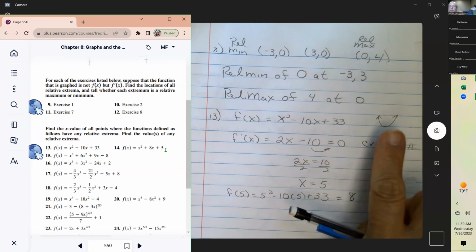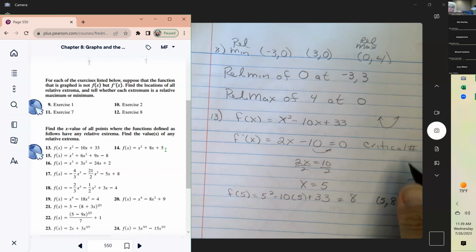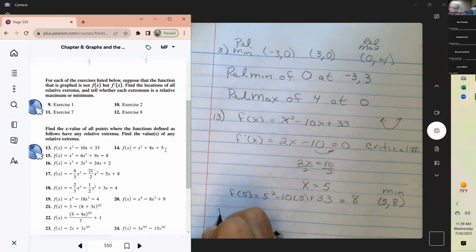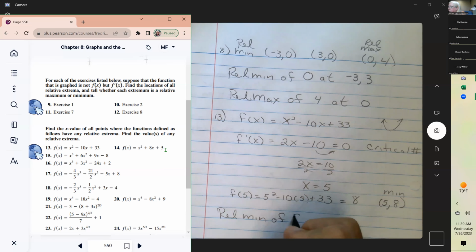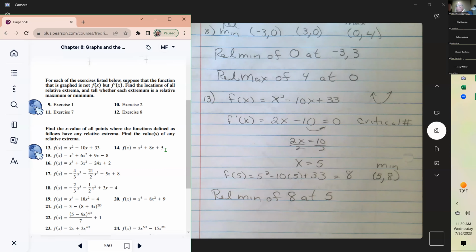So this vertex is at the point (5, 8). We know it's going up, so this is a min. Relative min of 8 at 5. Any questions?